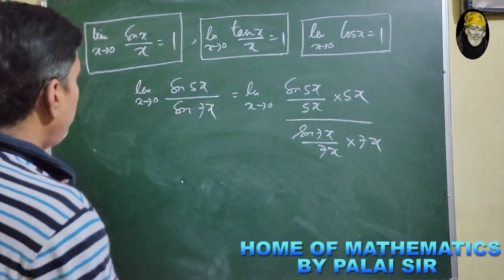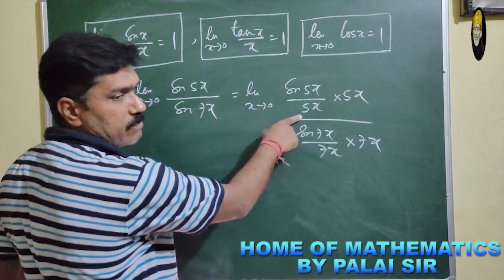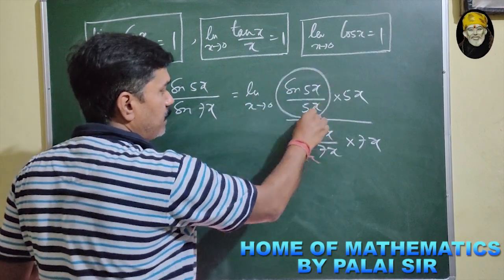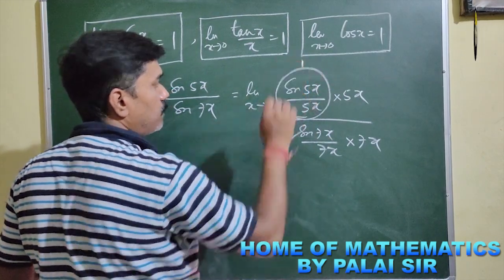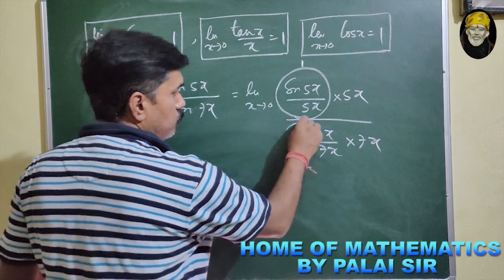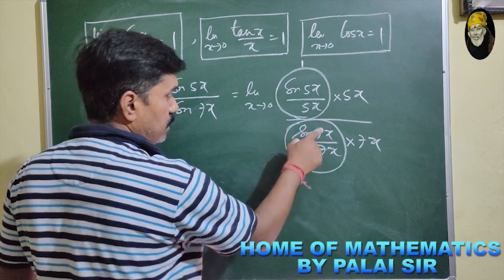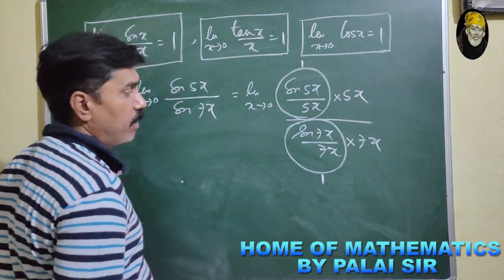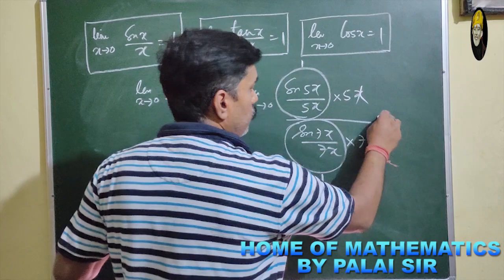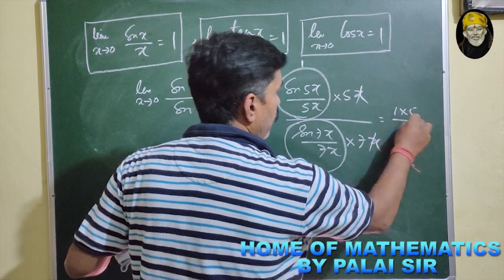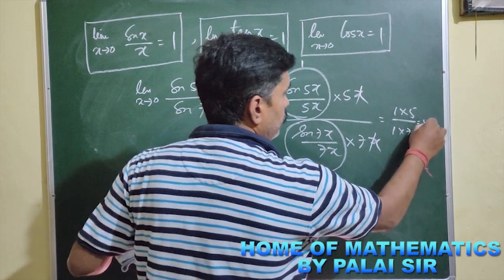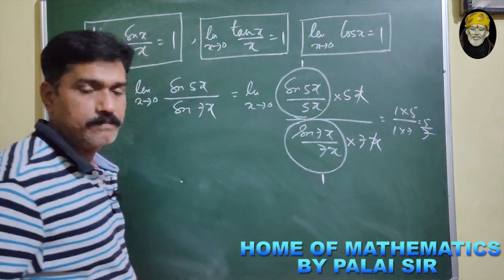Here you see, as x tends to 0, 5x also tends to 0. So sin 5x by 5x, you are getting its value is 1. Here also, as x tends to 0, 7x is also 0. So sin 7x by 7x, this also you are getting 1. This x and x cancel. So what you write? 1 into 5 by 1 into 7. So its value is 5 by 7.